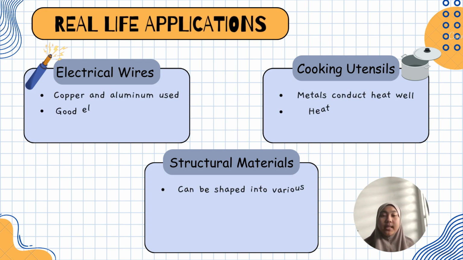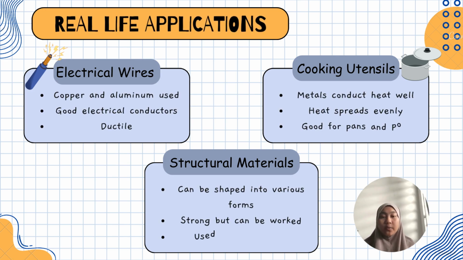This slide explains real-life applications. For electrical wires, metals like copper and aluminum are used because they have good electrical conductivity. They are also ductile, which means they can be drawn into thin wires. For cooking utensils, metals conduct heat well. This allows heat to spread evenly, making them suitable for pans and pots. Lastly, for structural materials, metals are strong and malleable. They can be shaped into various forms and are commonly used in construction.